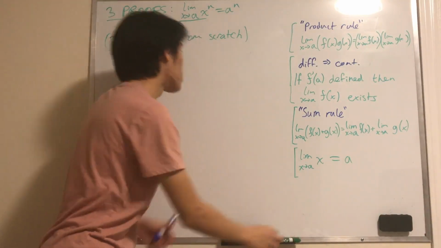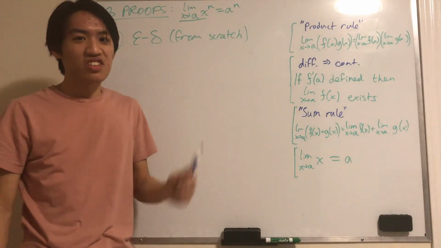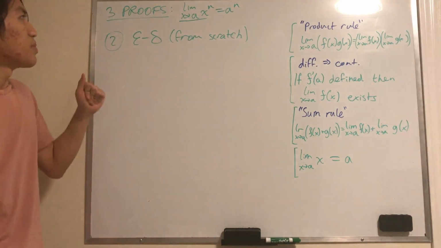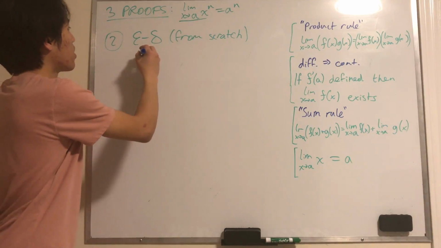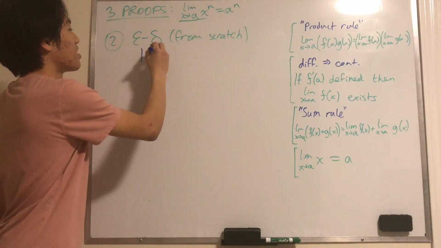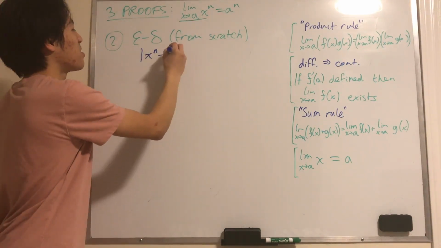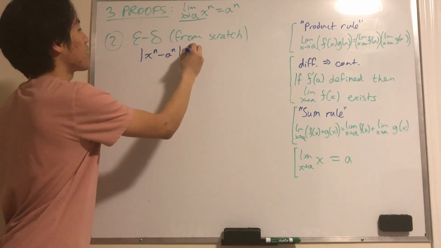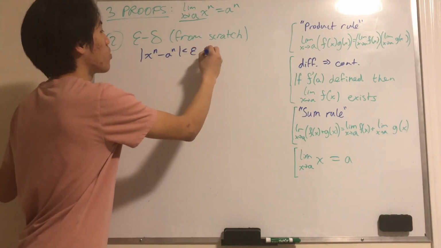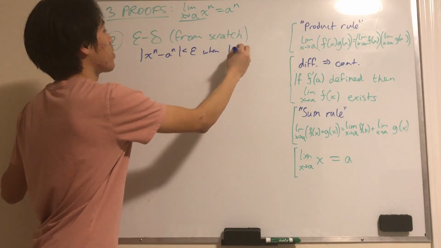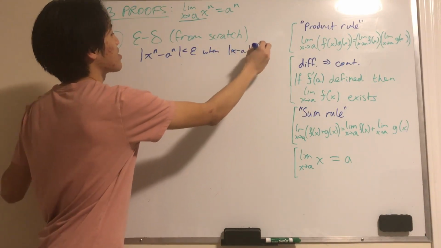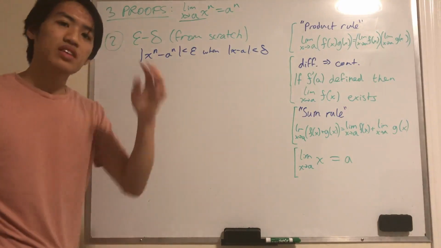Alright, so we're given the epsilon delta definition of the limit. We want to show that this limit is true. How are we going to do that? Well, what do we want? We want the absolute value of x to the n minus a to the n to be less than epsilon when the absolute value of x minus a is less than delta, something like that.